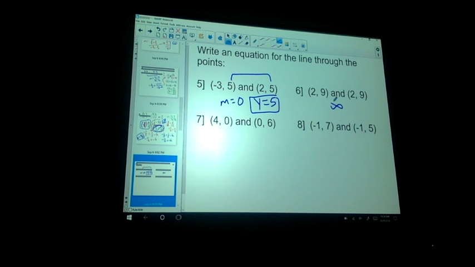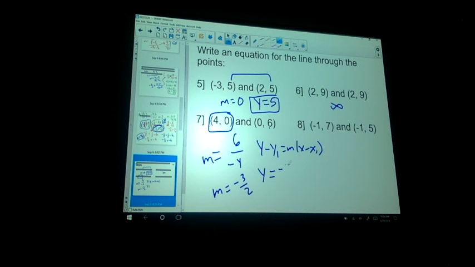Only one line can go through 2 points, but this next one, so I'm going to get 6 minus 0 over 0 minus 4. So I have a slope of negative 3 over 2. Use point slope, so y minus y1 equals m times x minus x1. Pick a value. I might pick this one. So that's y minus 0, or just y, equals negative 3 over 2 times x minus 4.